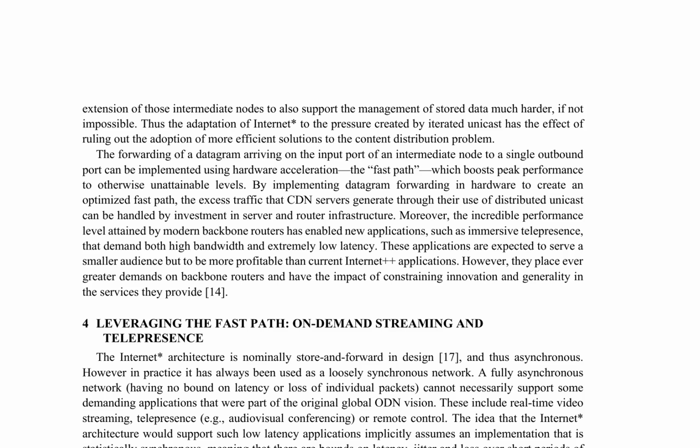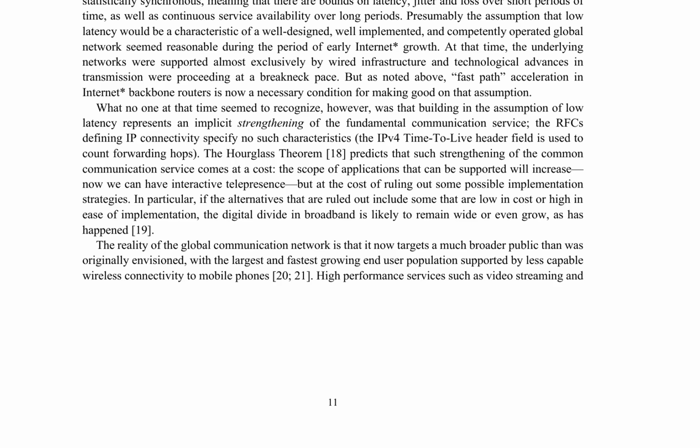The fast path implementation in hardware boosts peak performance to unattainable levels, enabling new applications like immersive telepresence. However, these applications place greater demands on backbone routers, constraining innovation and generality in services. The Internet architecture is nominally store and forward but is used as a loosely synchronous network, supporting applications like real-time video streaming and telepresence. The fast path acceleration is now necessary for making good on the assumption of low latency.